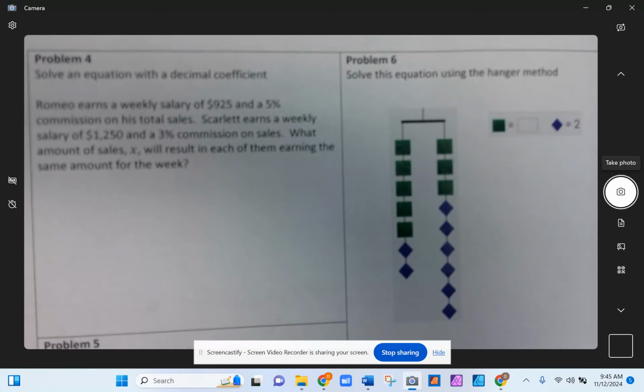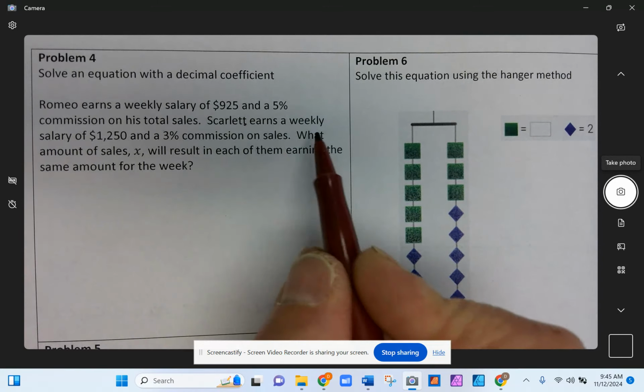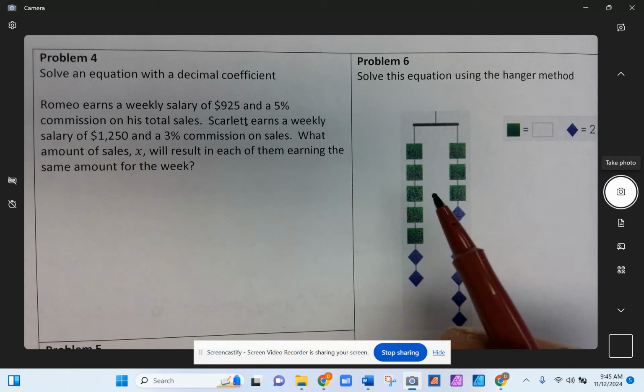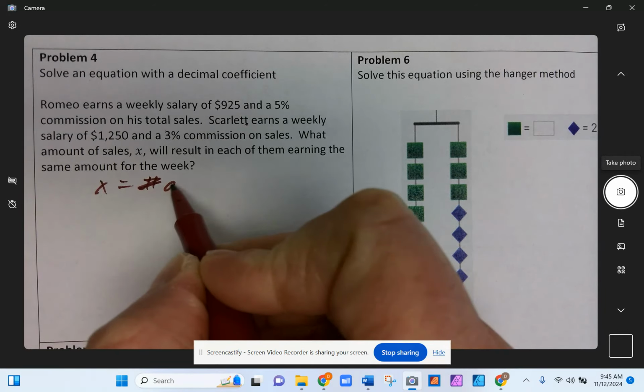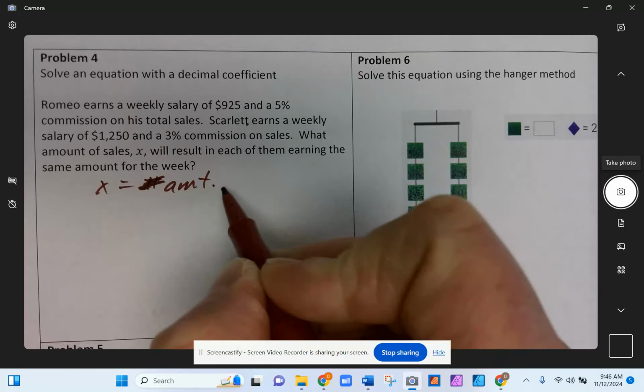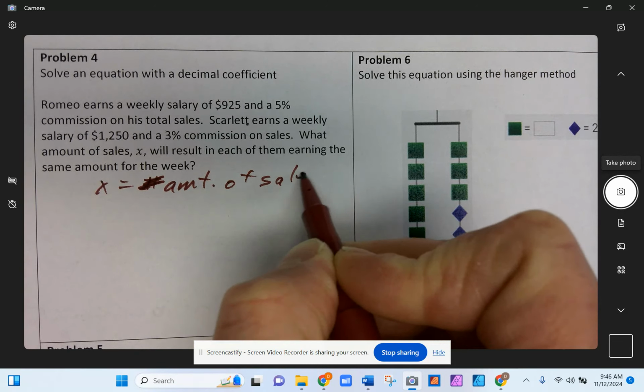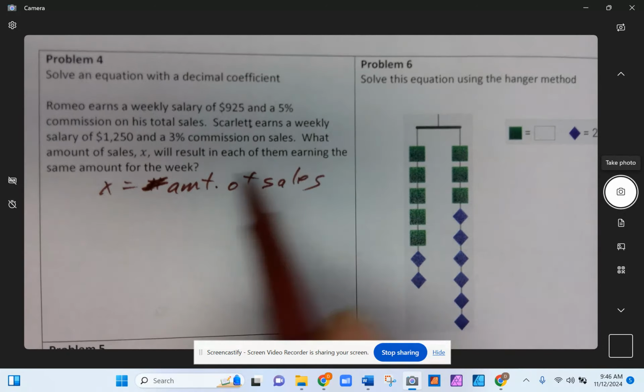Is this not focusing? Come on. And then similarly, Scarlet makes $12.50 a week with a 3% commission. What amount of sales, x? So we'll say x equals amount of sales rather than number, because that's a weird way to say it. Amount of sales will result in each of them earning the same amount.